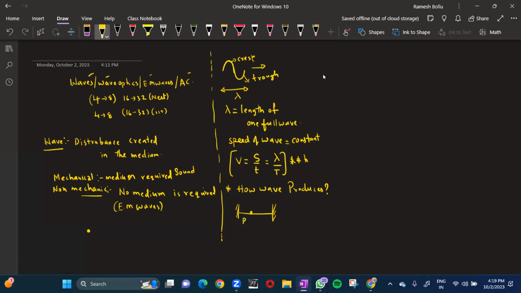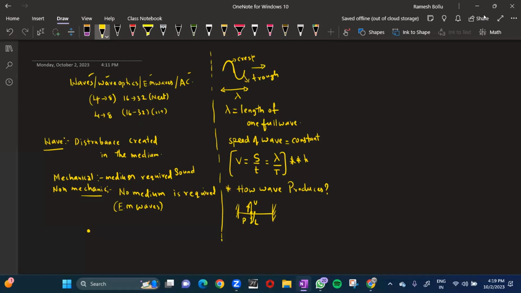Let's say the particle is P. Continuously, he will set oscillations at that particle, so that throughout the music delivery, that particle is continuously oscillating between the upper extreme position and the lower extreme position. If the particle completes one oscillation, meaning one time going up, one time going down, and again coming back to the same position, then it is called one full oscillation. If one particle completes one oscillation, that means it produces one full wave.